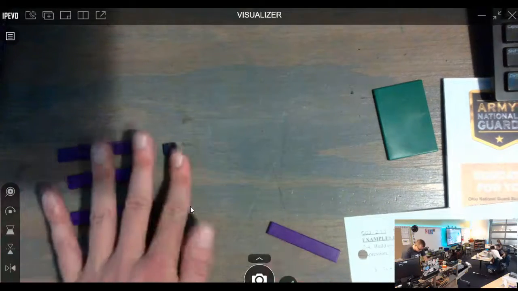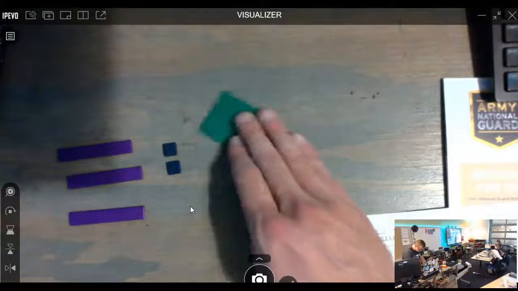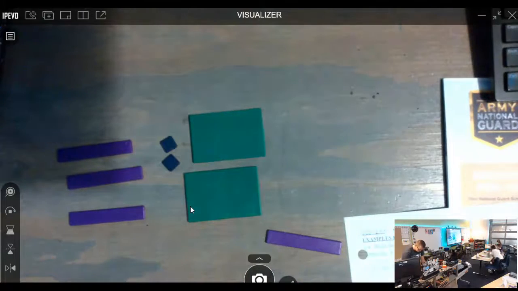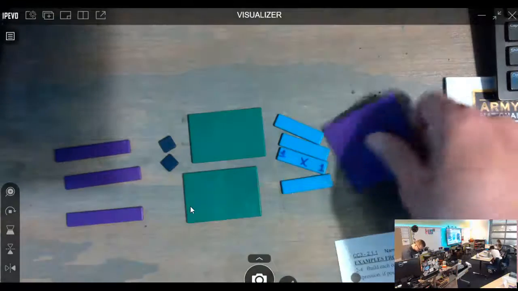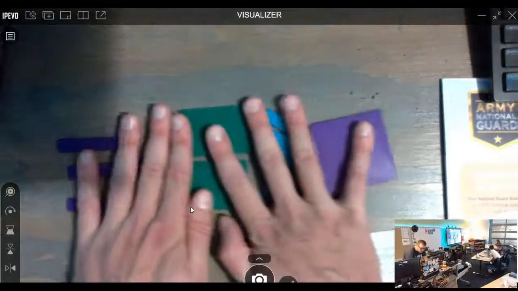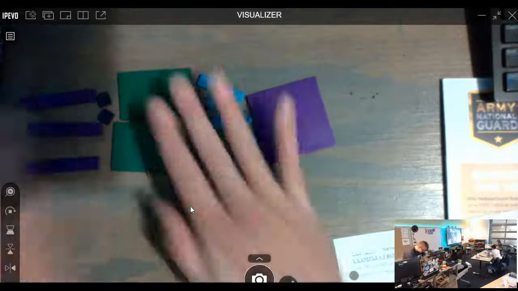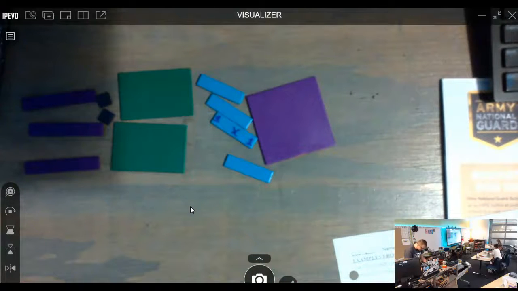3y, 2, 2xy, 4x, y squared, 4y. Running out of desk space and tiles.